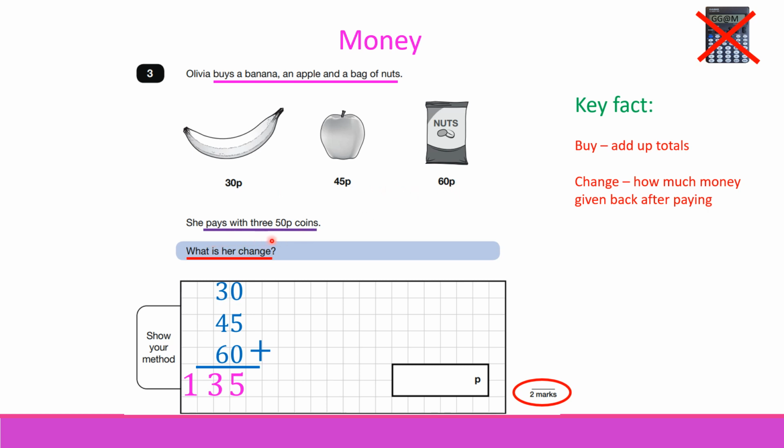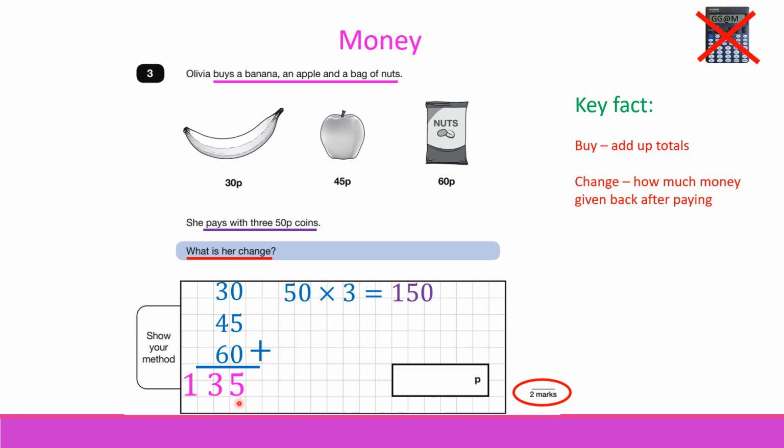Now you're told that she pays with 3 50p coins. So I've got to work out how much money we have got with us. So that is 50p times by 3, or 50p plus 50p plus 50p, whichever way round you prefer to work it out. Now if we're going to do that multiplication in our head, we have got 3 times 5, which we know is 15, add on a 0, which gives me 150. So without a calculator, in your head, 5 times 3 is 15, add on 0 is 150 pence. So that's how much money we've got to give the shopkeeper.